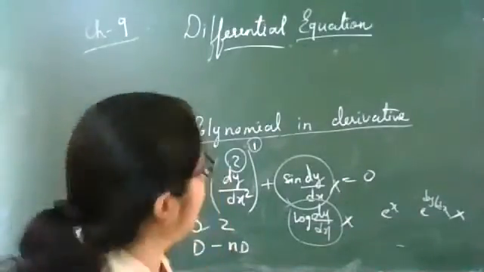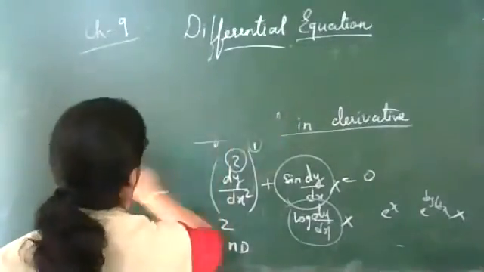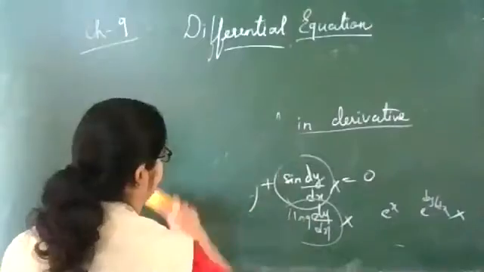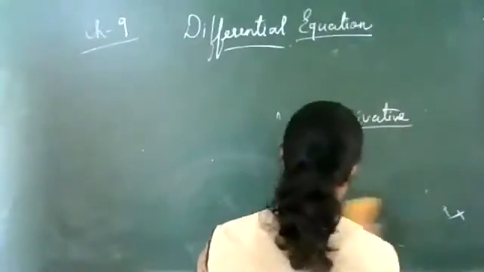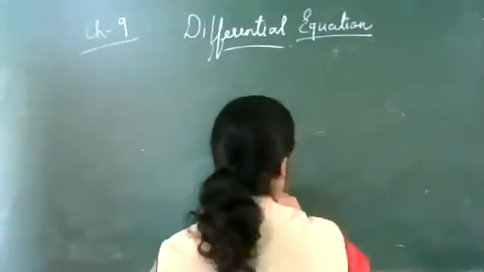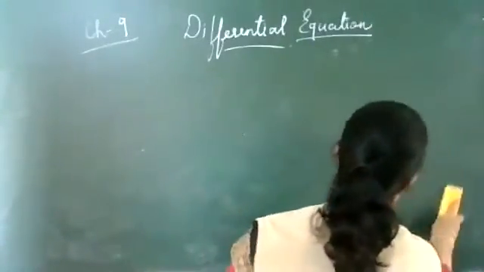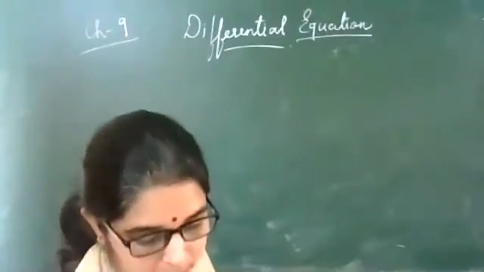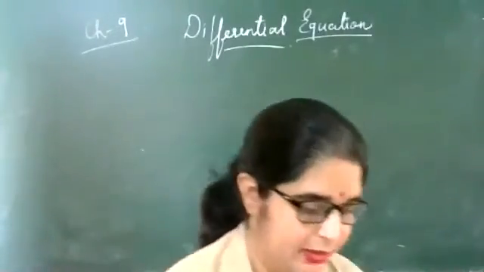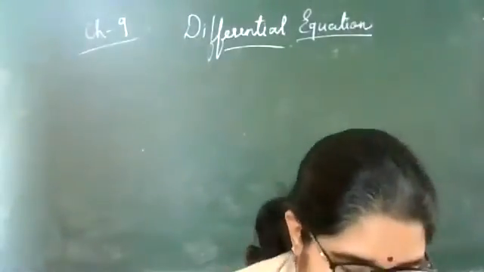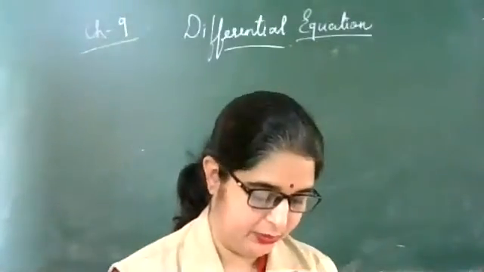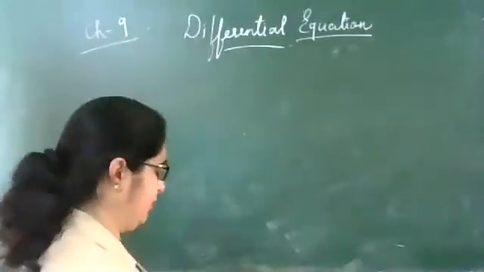Now come to the exercise 9.1. We'll take the questions one by one so that order and degree should be clear to you all by taking the examples. So come to your exercise 9.1. Question number 1, write down.